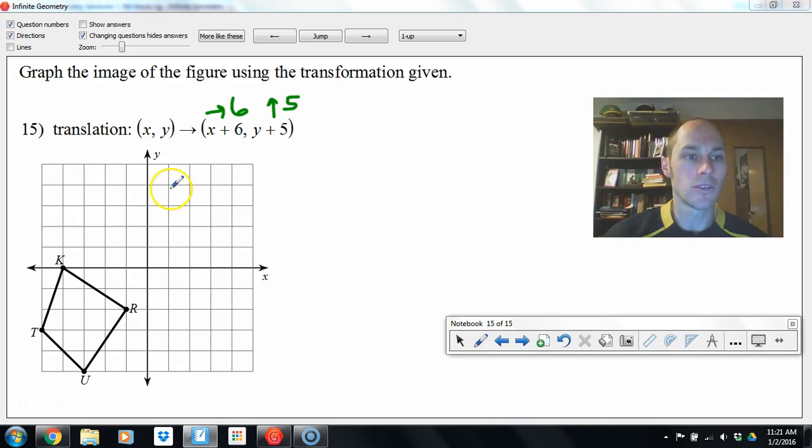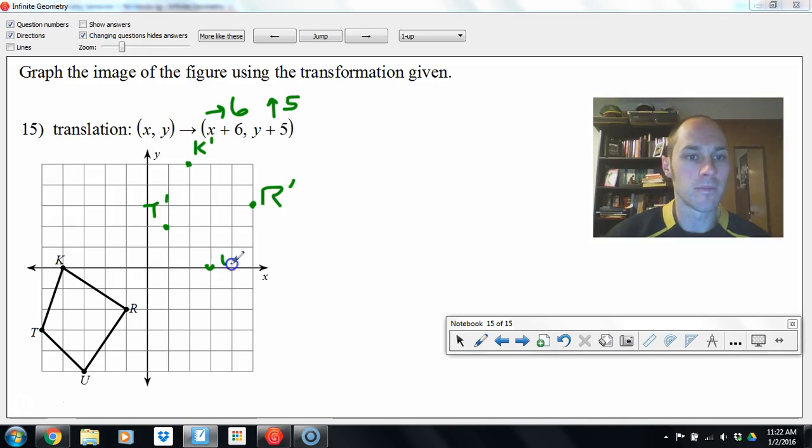5. So if I have a graph, I can just move all my points right 6 and up 5. This would be K prime. R goes right 1, 2, 3, 4, 5, 6, up 1, 2, 3, 4, 5. R prime. T prime goes right 6, up 5. So I got T prime. 1, 2, 3, 4, 5, 6.